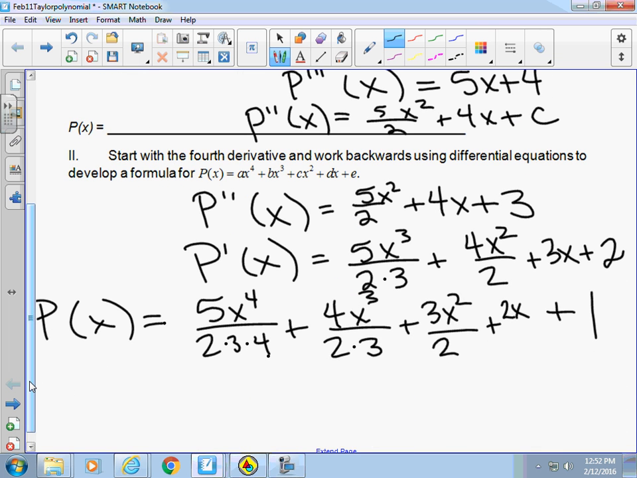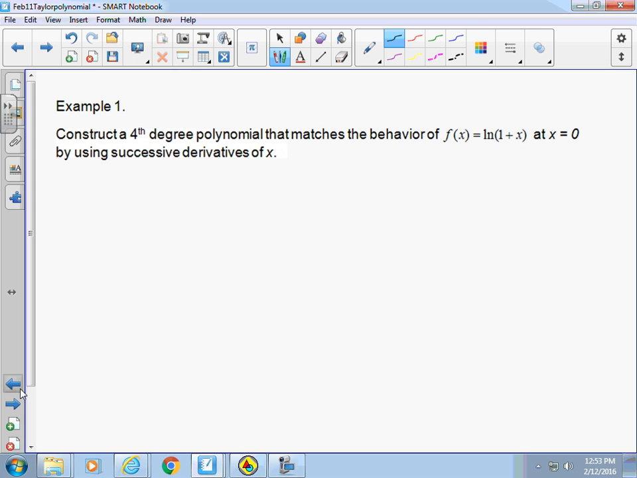So, remember, our goal is to construct a polynomial to fit a function, right? So I want to construct a fourth degree polynomial that matches this function by using successive derivatives of x. Now, we did it a different way the other day. We actually looked at one similar to this one. I don't think we actually did 1 plus x. I'm not sure. I can't remember. But I want to do this like we did the bell ringer instead of like we did on Monday, Tuesday and Wednesday.